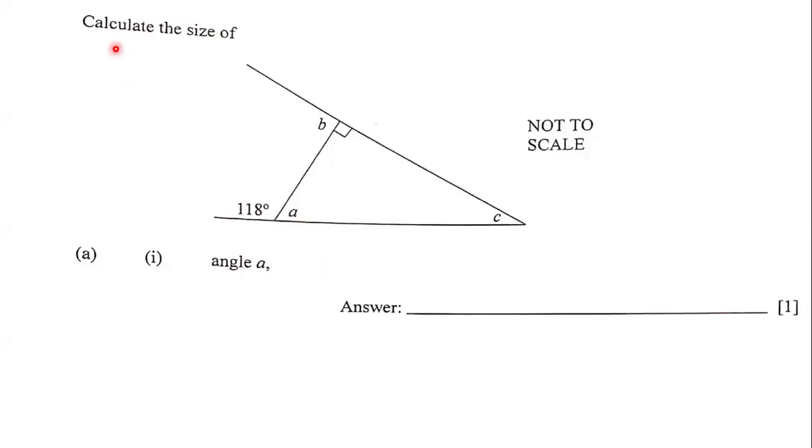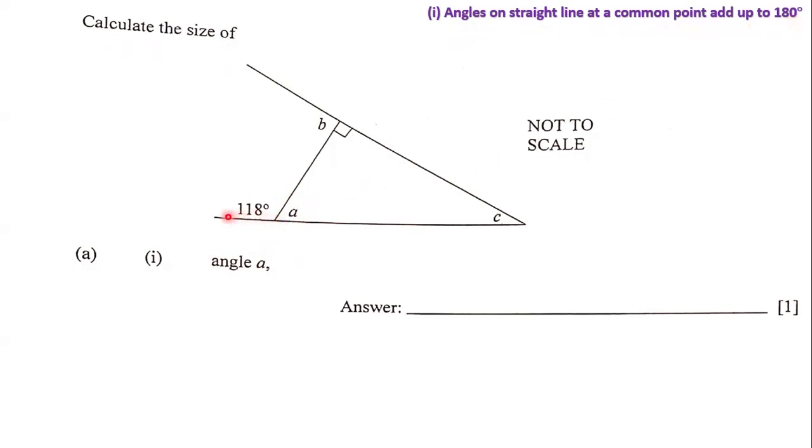Here, our goal is to calculate the size of angle A. Notice that angle A is right here. It is one of the angles inside of the triangle. In order to determine what the size of angle A is, we're going to use a useful geometrical rule, which states that angles on a straight line at a common point add up to 180 degrees.